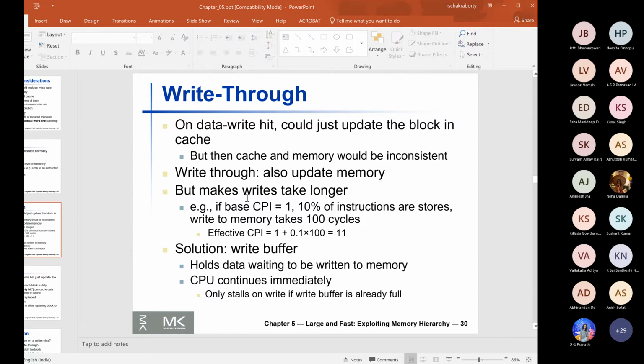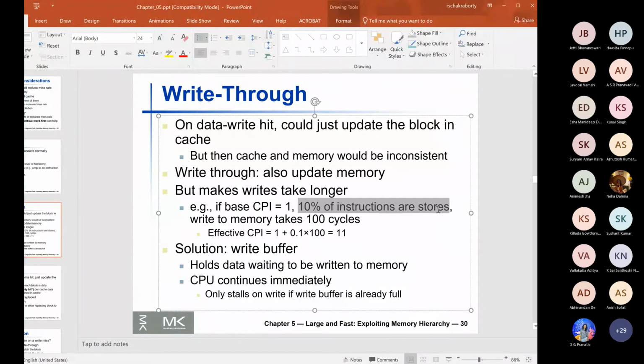Write through can make writes very long. If the CPI is 1, the write to memory takes 100 clock cycles, and only 10% of instructions are stores, there is a mandatory write without write buffers. It can be really bad, because if the mandatory writing to memory happens for every store, then your effective CPI can become 11. It is so bad that effectively you are executing only one instruction per 11 clock cycles, whereas ideally you had to execute one instruction per clock cycle.